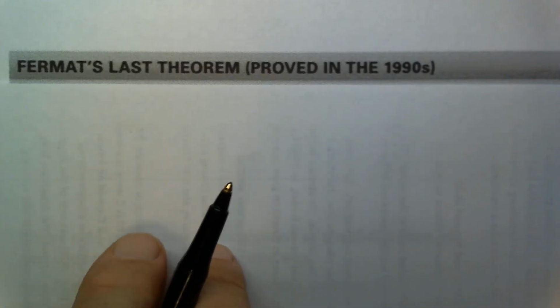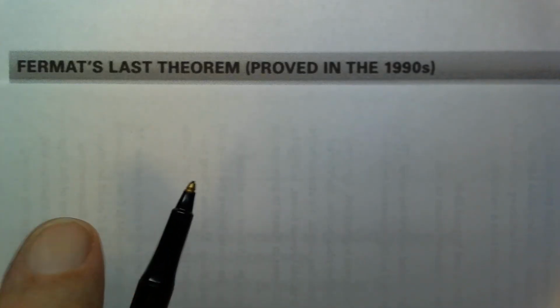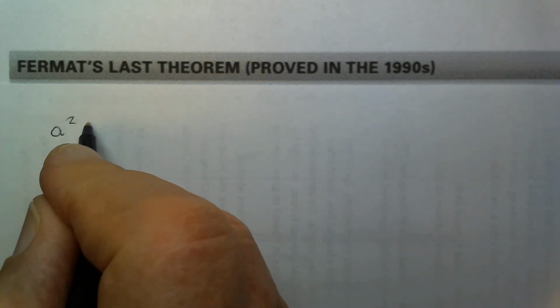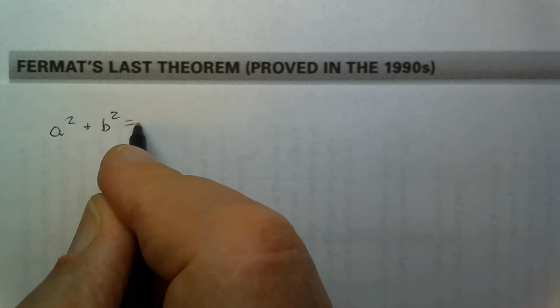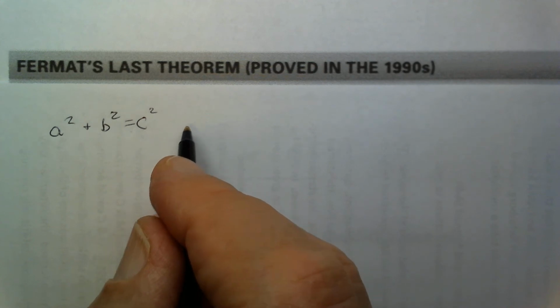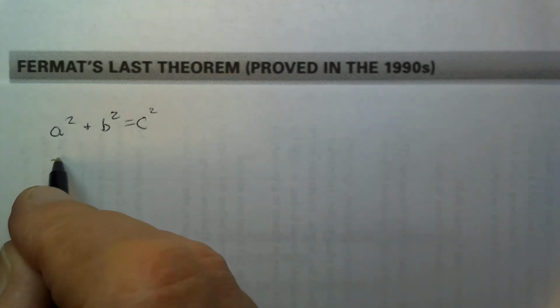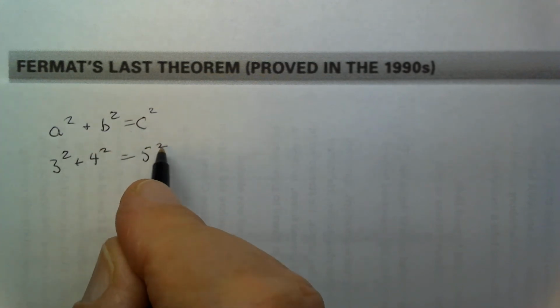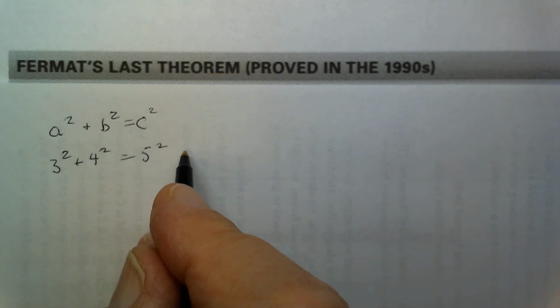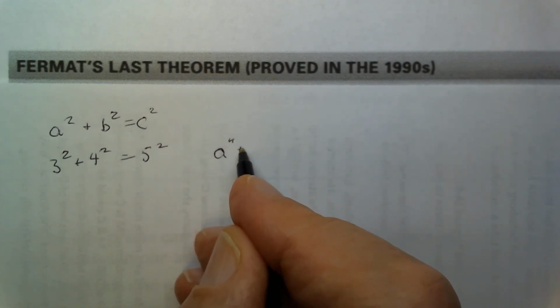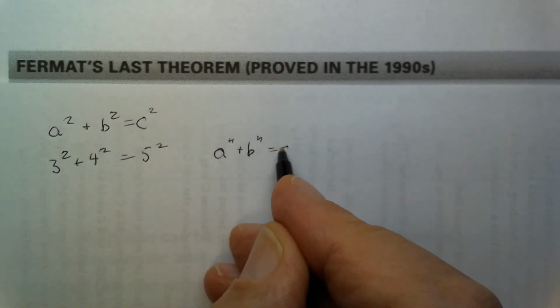To talk about Fermat's last theorem, let's think about the Pythagorean theorem, which says that a squared plus b squared equals c squared. We're familiar with that. And that, of course, works for a lot of triples, like 3 squared plus 4 squared equals 5 squared. In fact, there are infinitely many triples for which that works. So then the question is, can we generalize that, like a to the n plus b to the n equals c to the n?